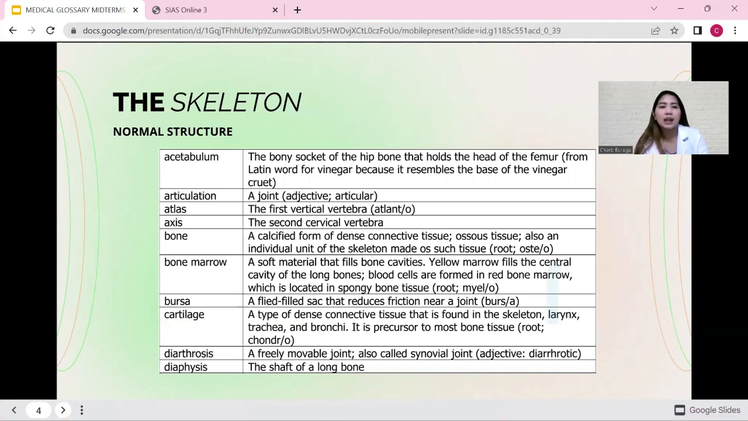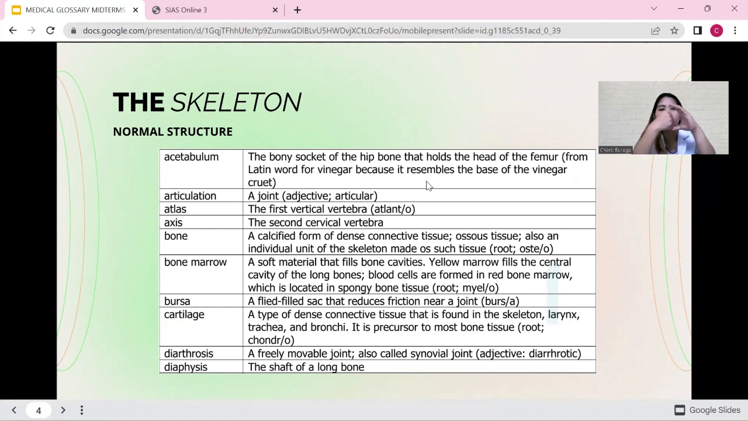Okay, the normal structure. First is the acetabulum. It is the bony socket of the hip, the hip bone that holds the head of the femur. Okay, acetabulum from the Latin word for vinegar because it resembles the base of the vinegar cruet. If this is the ball and socket, this is the ball and this is the socket. Ito yung acetabulum. This is the acetabulum.